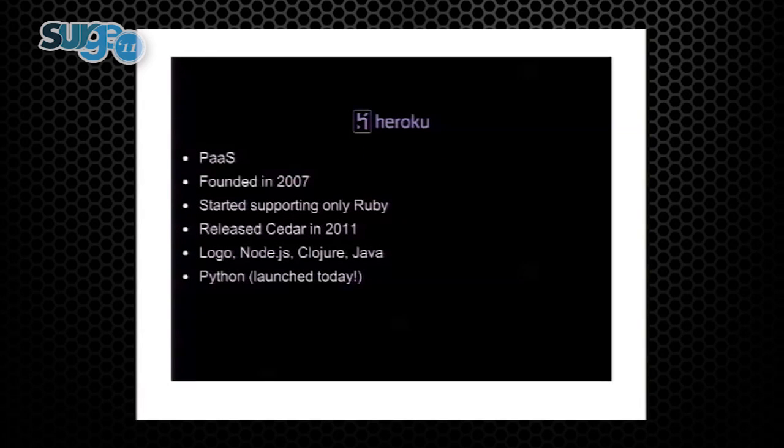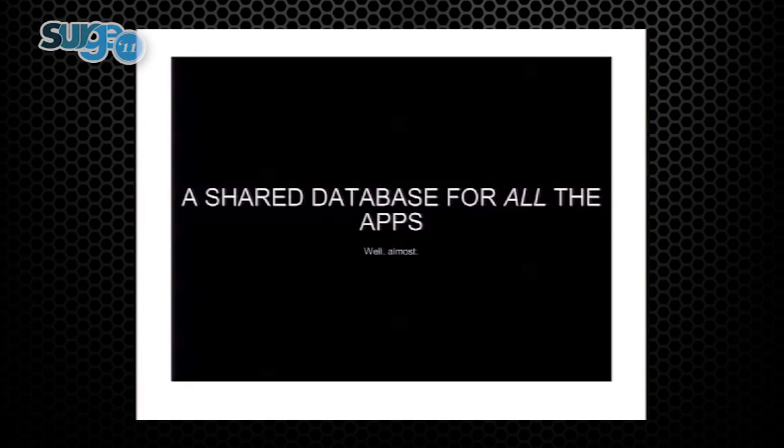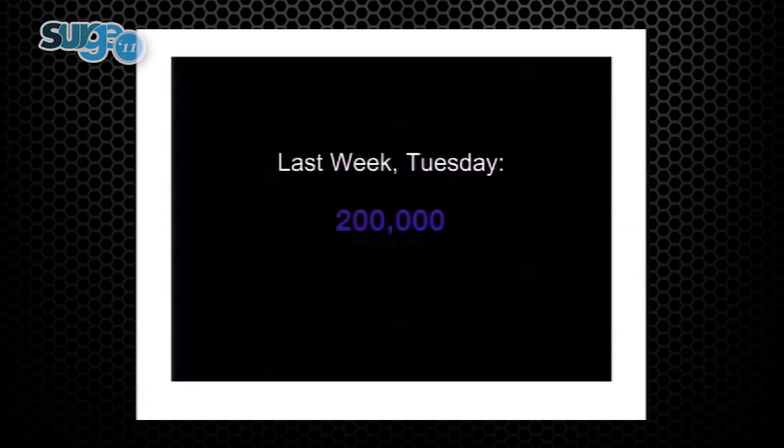For those who don't know what Heroku is, it's a platform as a service founded in 2007. We originally started supporting Ruby. We released Cedar Stack and now support Go, Node.js, Clojure, Java, and today we announced Python support. So I'm very excited about that. Early on, we had a shared database for every app. And then with the Cedar Stack, you didn't get one, depending on the framework you used.